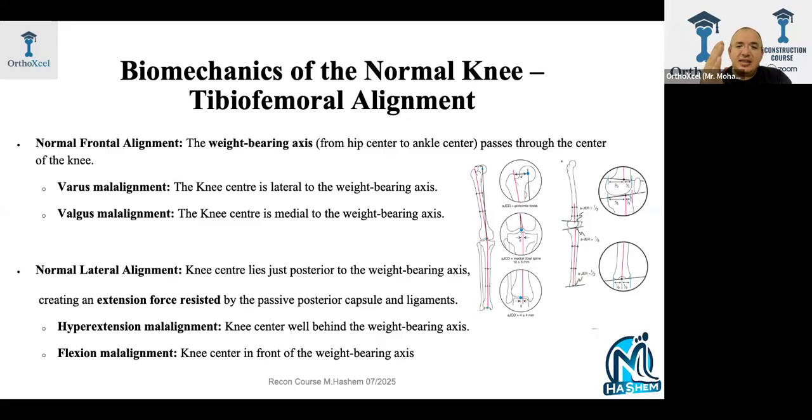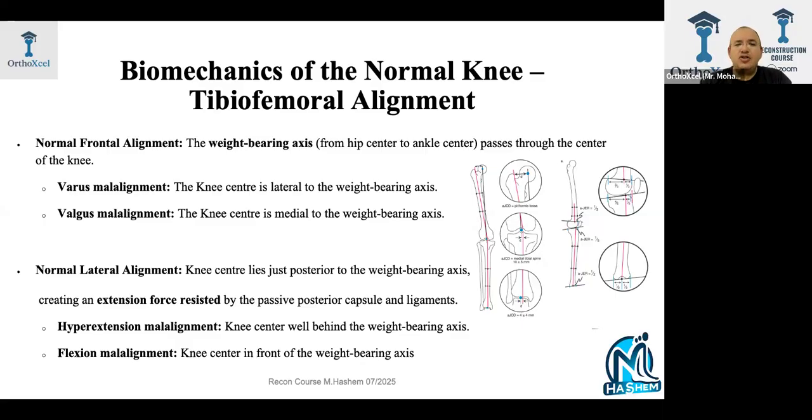Normally, if your center is behind the mechanical axis, the mechanical axis force, when you put weight, should be hyperextending the knee. What resists that in the normal knee is the posterior capsule and the BCL. What if you don't have a posterior capsule or you don't have a BCL? Your knee will be hyperextending, and hyperextending the knee is catastrophic.